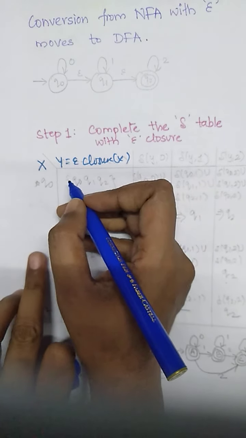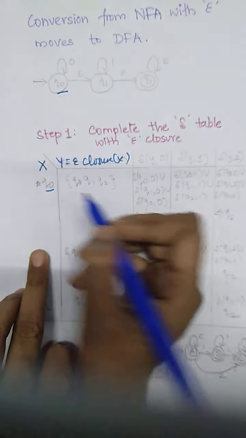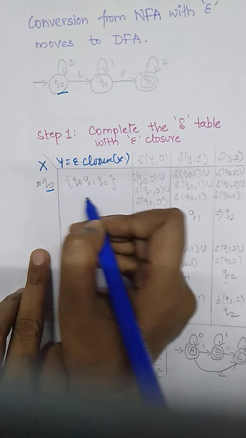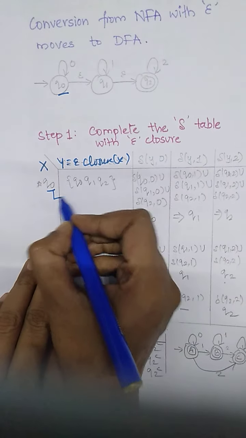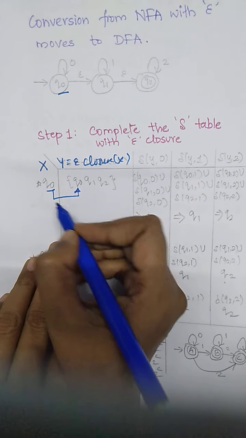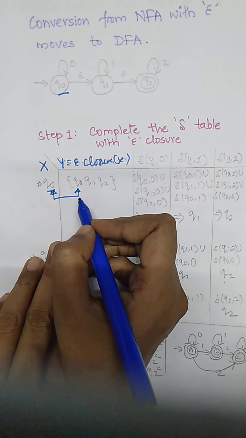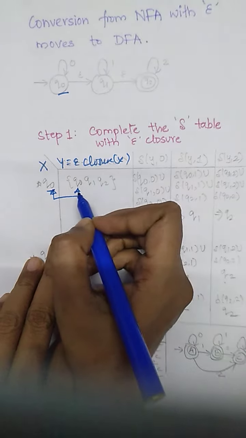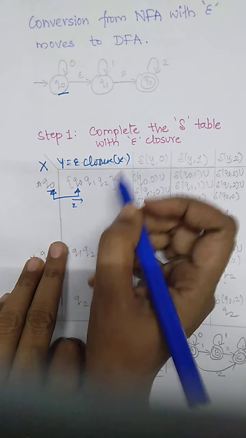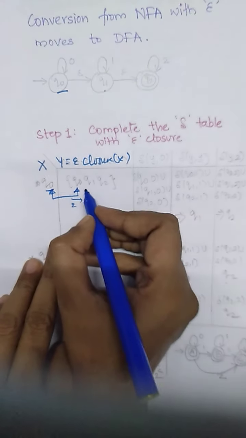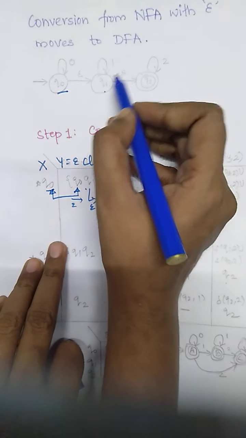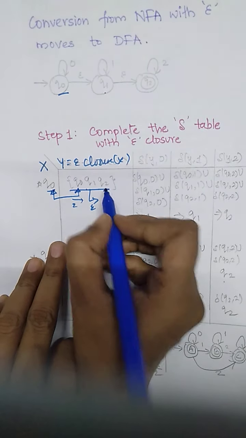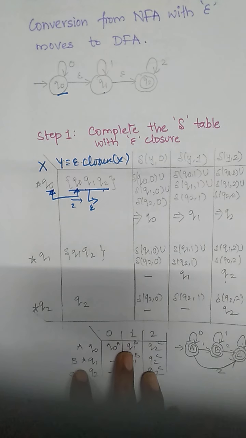So how will we start? We will start with Q0. Here we are going to write Q0. Now what is the epsilon closure of Q0? As a rule, first it will be added as an epsilon closure of itself. Now from Q0 on epsilon goes to Q1, so we add Q1. Now from Q1 on epsilon goes to Q2. So Q0, Q1, Q2 are the reachable states with the input symbol epsilon.